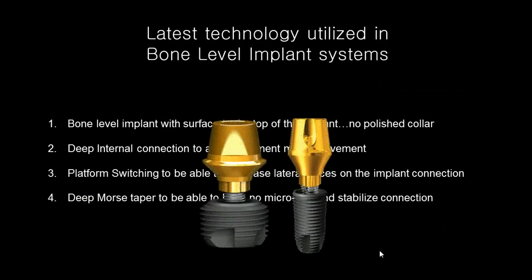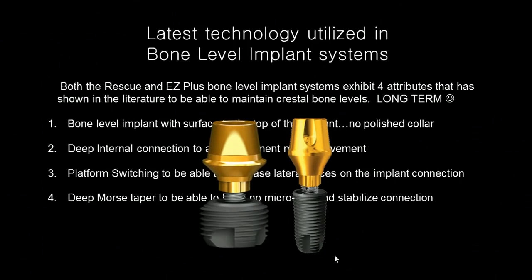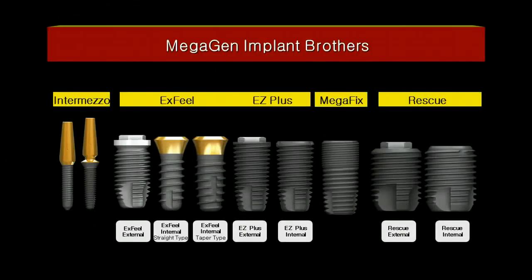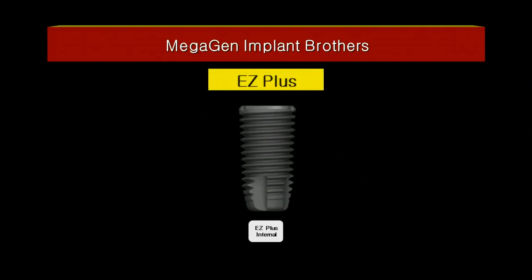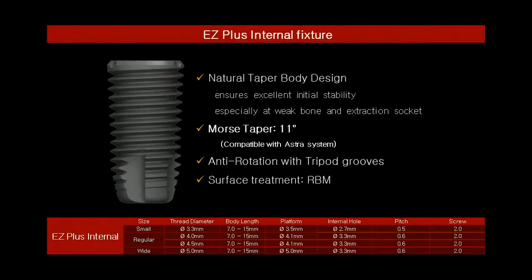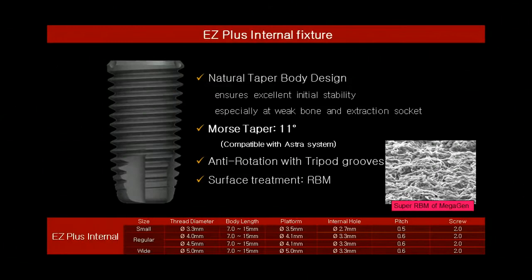So here's a picture of your Easy Plus, and here is your Rescue implant. And again, these are both bone level implants. All right. Again, what we just mentioned is your other one is your Easy Plus. Now, your Easy Plus, the reason I want to show this is specifically because this shows really good pictures of your internal connection, or your Morse taper.